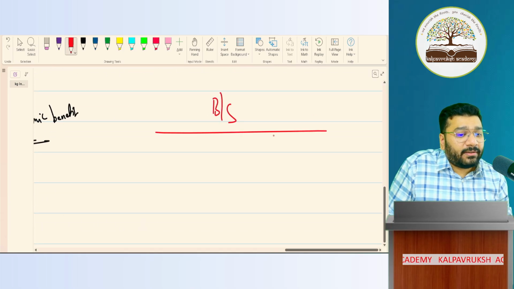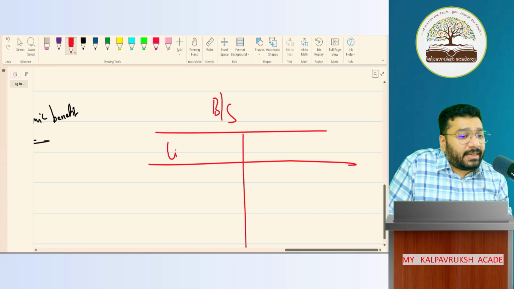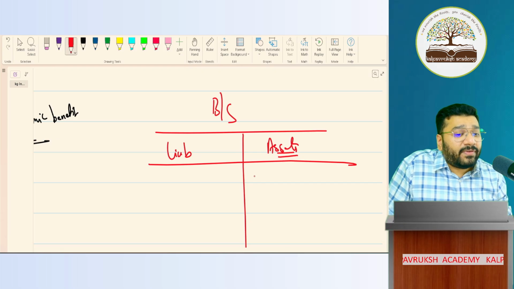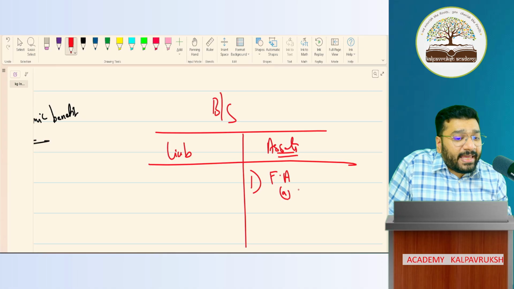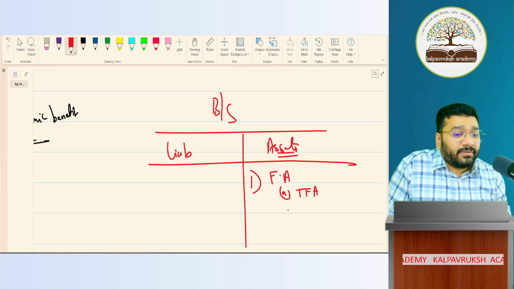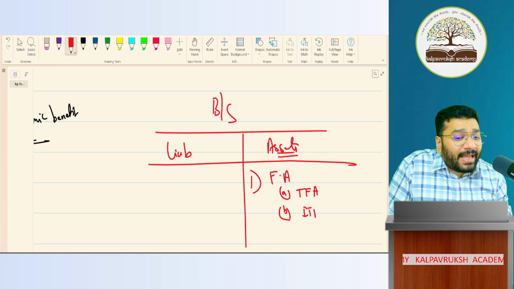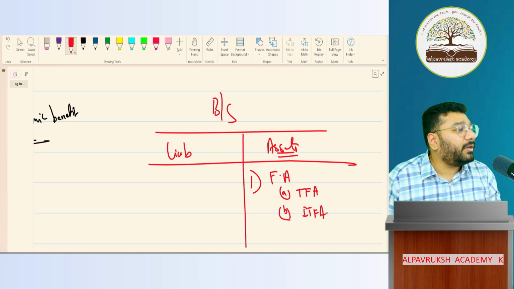In the balance sheet, the left hand side is called liabilities. The right hand side is called assets. Under that we have the first heading, fixed assets. Under fixed assets, A is tangible fixed assets. B is intangible fixed assets. Got it, not got it?